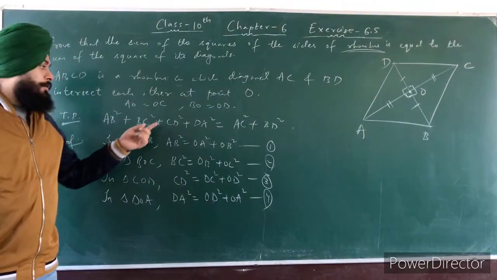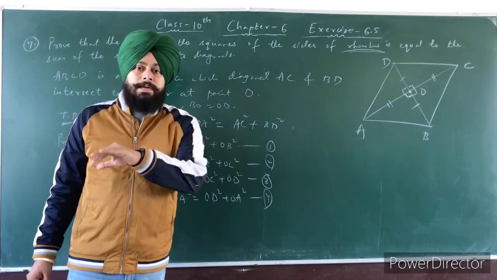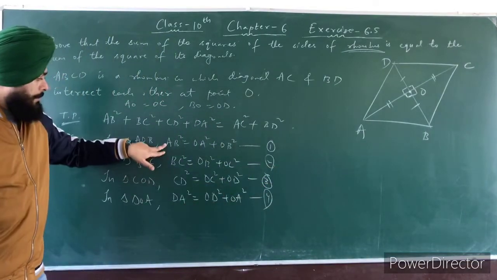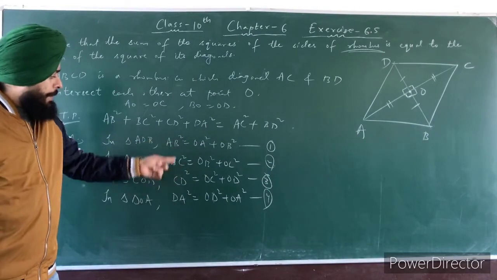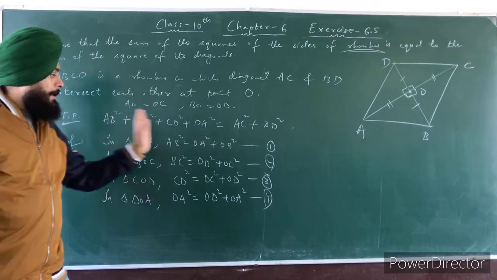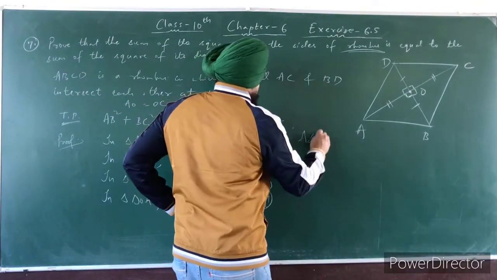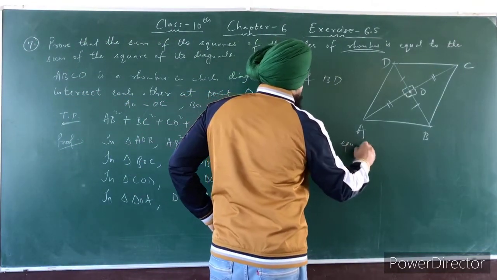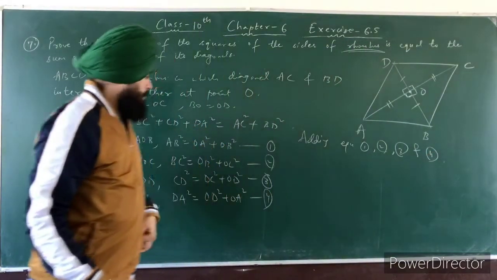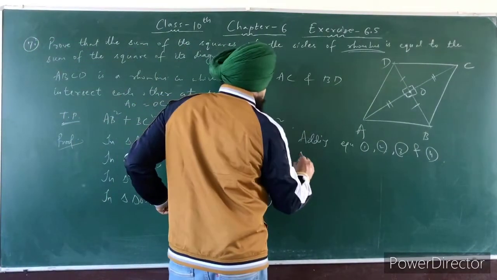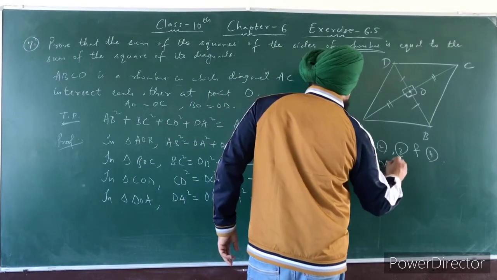Now we have to add equations number 1, 2, 3 and 4. When you add all these equations, you have to add the left hand side and right hand side separately. So you can see here AB square, BC square, CD square, DA square come on the left hand side. So you have to add the left hand side separately and the right hand side separately. So we will get what? Adding equations 1, 2, 3 and 4, on the left hand side we get AB square plus BC square plus CD square plus DA square.